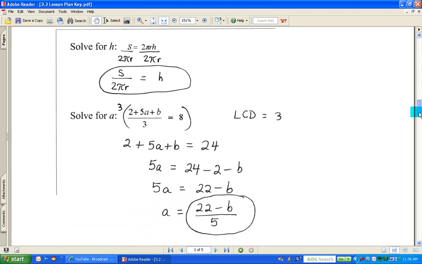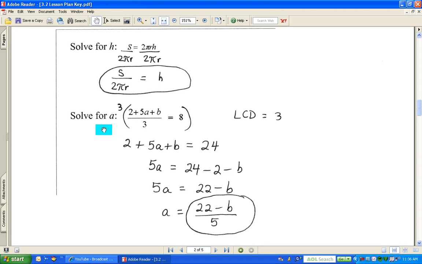Okay, let's look at these two equations, and then I'll go on to another video. If I have the equation s equals 2 pi rh, and I want to solve for h, notice that the h here is being multiplied by 2 pi r. Well, to undo multiplication, I use the inverse operation, which is division. I divide both sides of the equation by 2 pi r. S divided by 2 pi r is equal to h. So it's pretty simple. Division, because we're undoing multiplication.